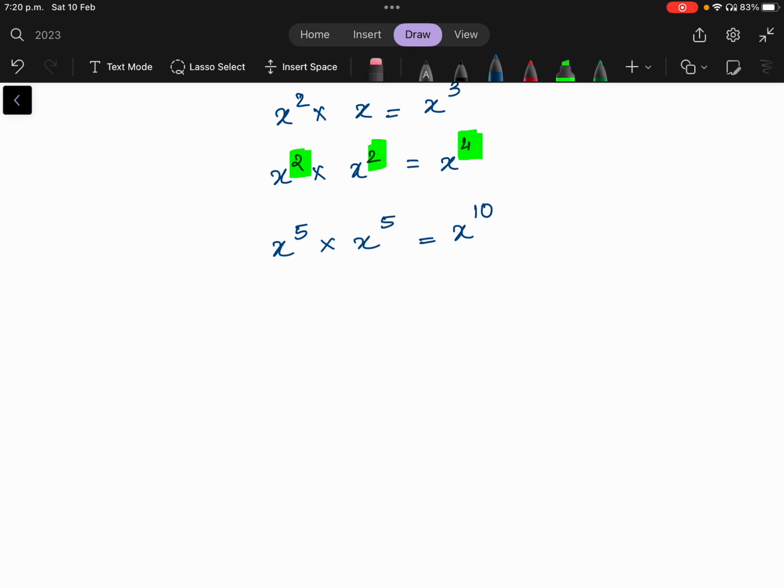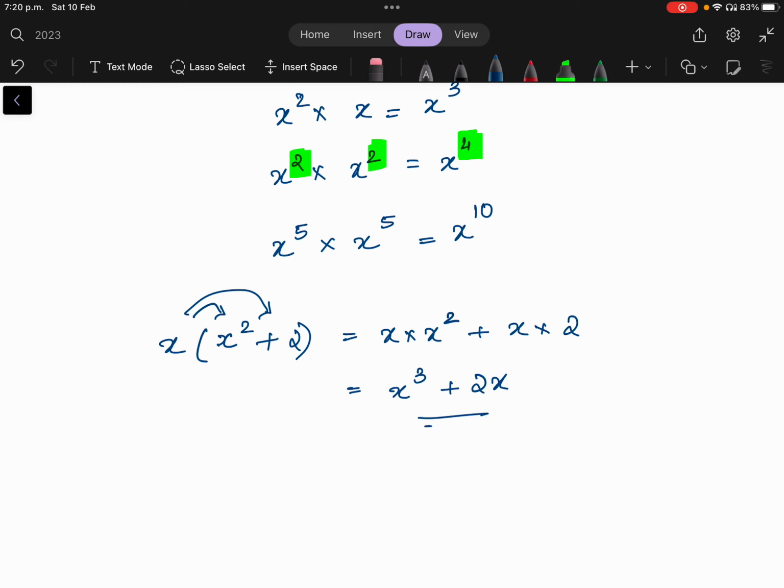Okay. Now when we bring that to the brackets, 3 times x square plus 3x plus 5, or maybe I will just put this as x. Let me take a small one, x times x square plus 2. So the multiplication will be x times x square plus x times 2. X times x square is x cube plus 2x.